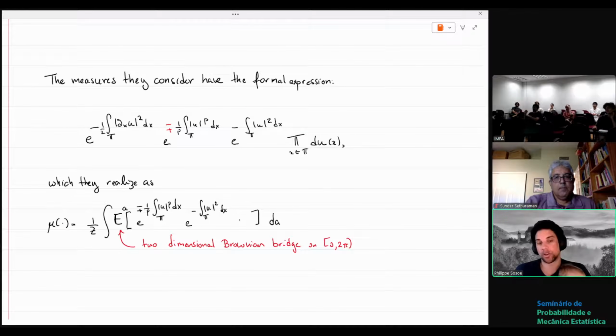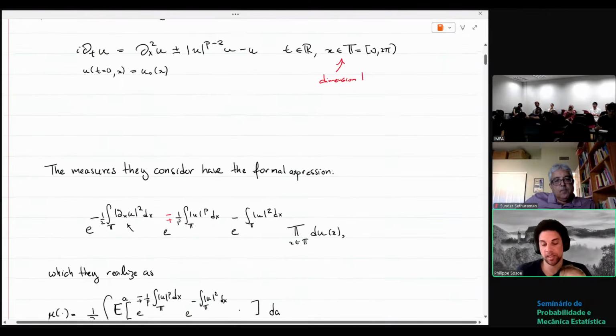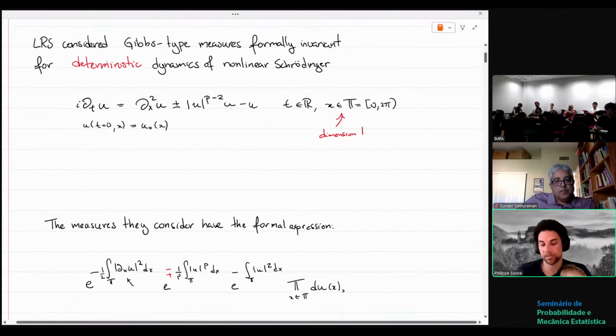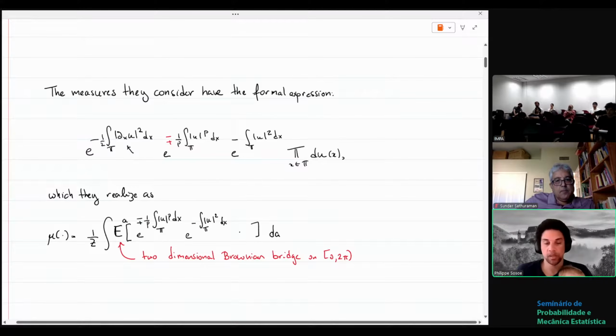They're measures on functions on 0 to pi, so periodic functions. And we sample the function according to the density exp of minus 1/2 the integral of the gradient of u squared. In this case, it's just one-dimensional, so we just have the derivative of u here squared. And then either plus or minus the integral of |u|^p. The p is going to be the same as the p over there. p does not necessarily need to be an integer, but it can be. And then we also have the minus |u|^2. And this is with respect to the formal Lebesgue measure.